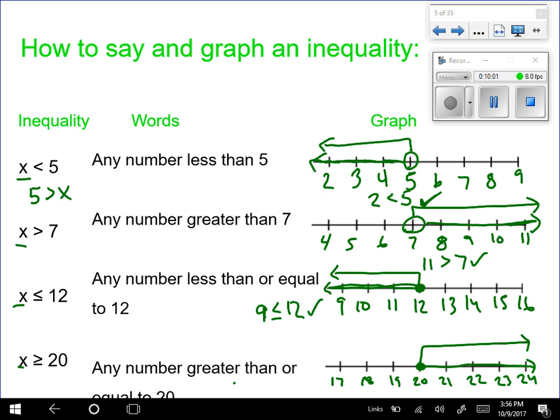Also, it helps us with graphing. Notice, in all of these cases, if our variable is listed first, the direction of our arrow corresponds with the direction of our inequality symbol if we think of it like an arrow itself. So here it's going to the left, here it's going to the right, here it's going to the left, here it's going to the right. So it is beneficial for us to list our variables first.